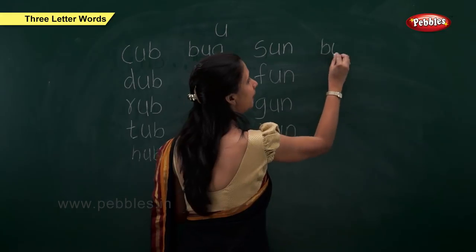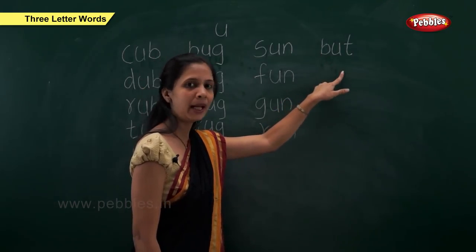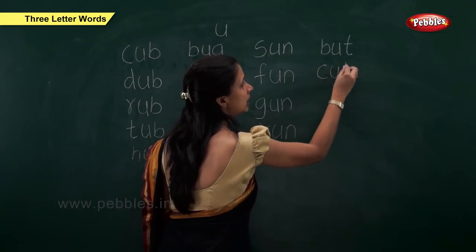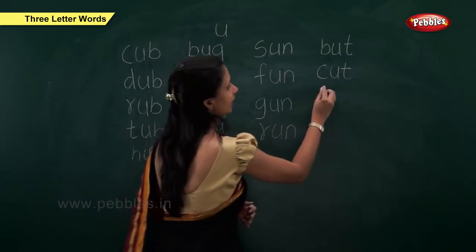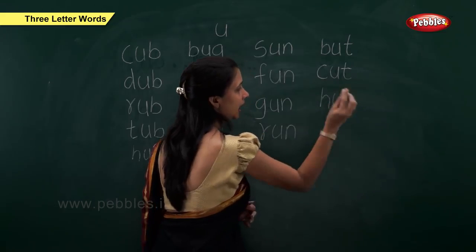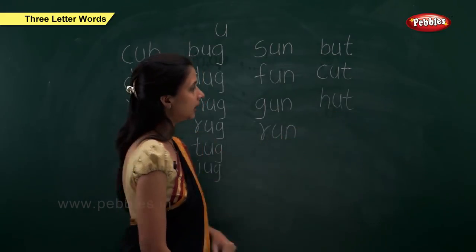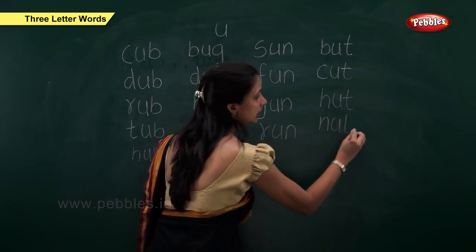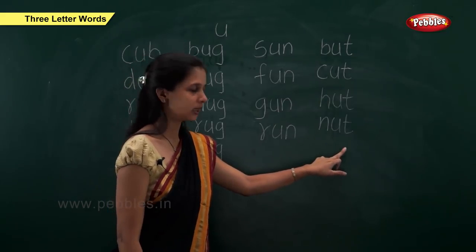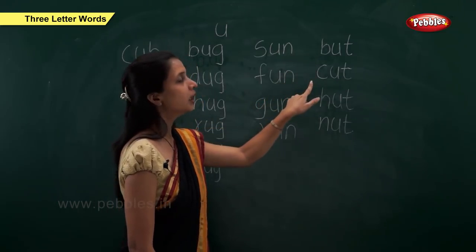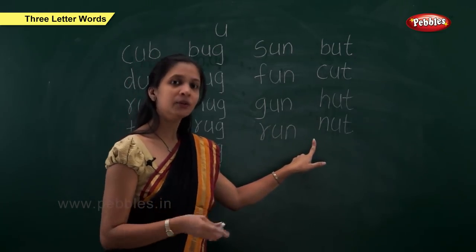That is B-U-T, but. The next is C-U-T, cut. The next is H-U-T, hut. The next is N-U-T, nut. Now we will repeat. But, cut, hut, and nut. Now we will learn a few more words.